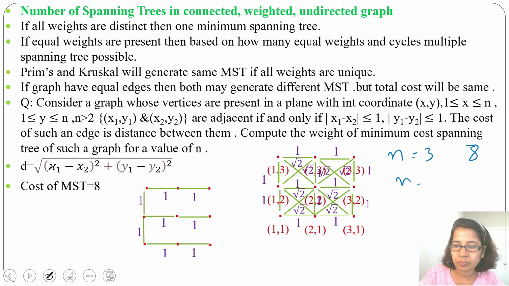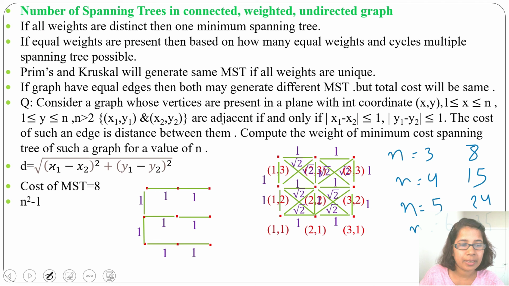When n will be 4, in the graph there will be 16 vertices. So for 16 vertices, there will be 15 edges, each of weight 1. So cost of the spanning tree will be 15. For n equals 5, number of vertices will be 5 square, that is 25, and number of edges will be 24. So from these you can get a pattern that for n, cost of the minimum spanning tree will be n square minus 1.